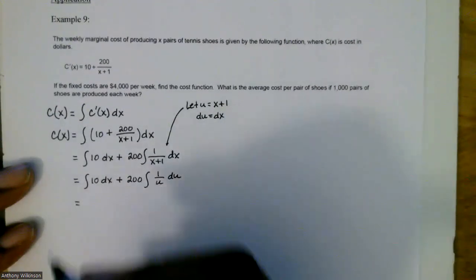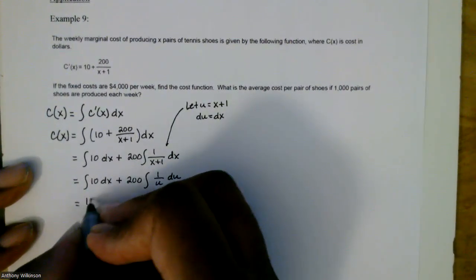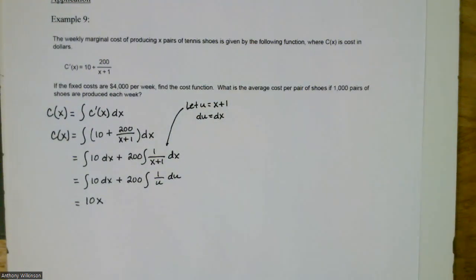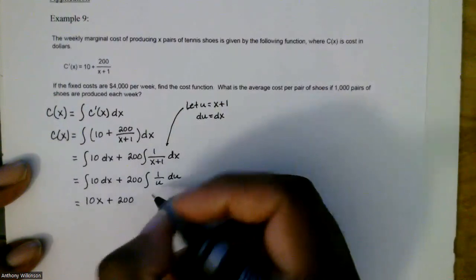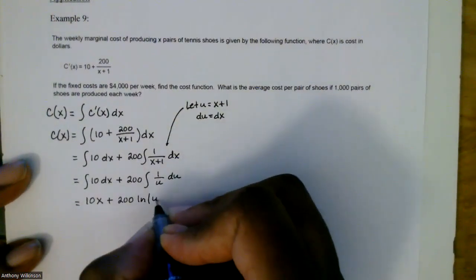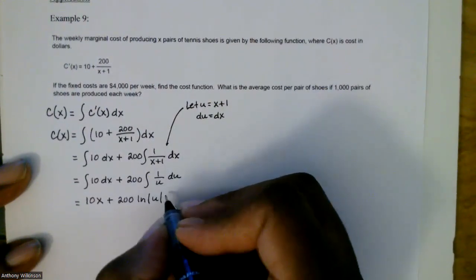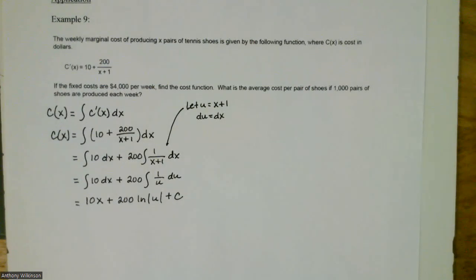Now let's do some integration here. The integral of a constant times dx will just be that constant, and we just tack on the variable x. So the integral of 10 dx will be 10x plus 200. And the integral of 1 over u du would be the natural log of the absolute value of u. And of course, we're dealing with an indefinite integral. We'll add the plus c.